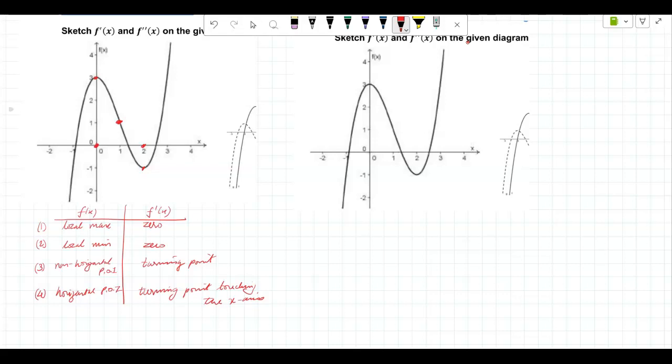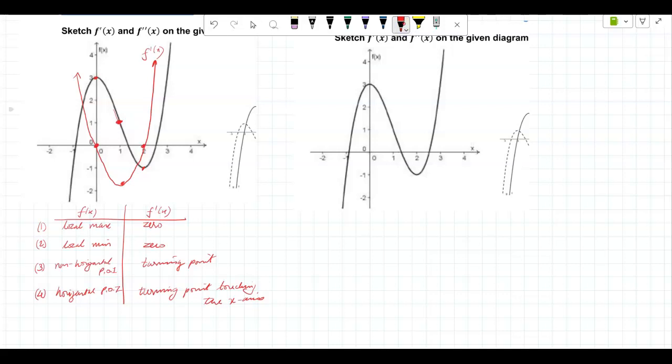Now is the slope of this negative or positive? If you draw a tangent here, the slope is negative. The slope is negative, means the derivative would be negative. So that means this would be your curve. Because it's a cubic function, the derivative would be a parabola. And the inflection can be anywhere on that line, that's where the curvature changes. So what I drew in red is your f dash x.